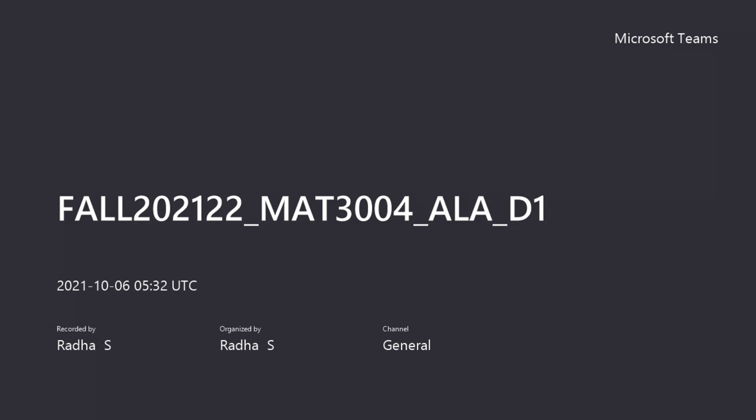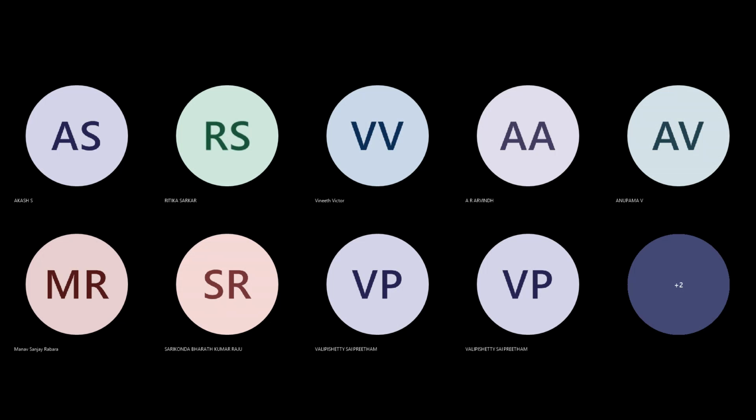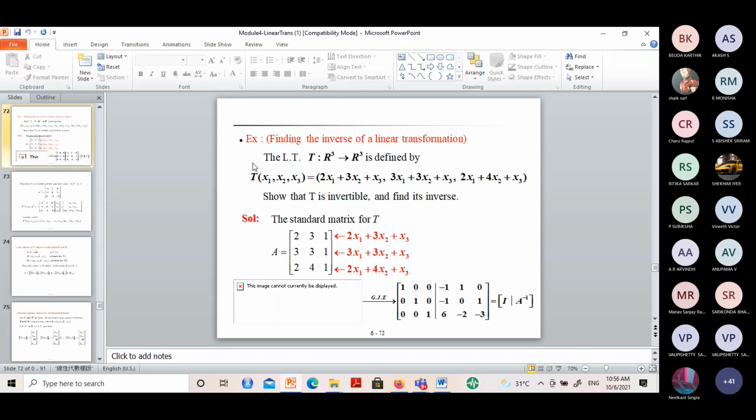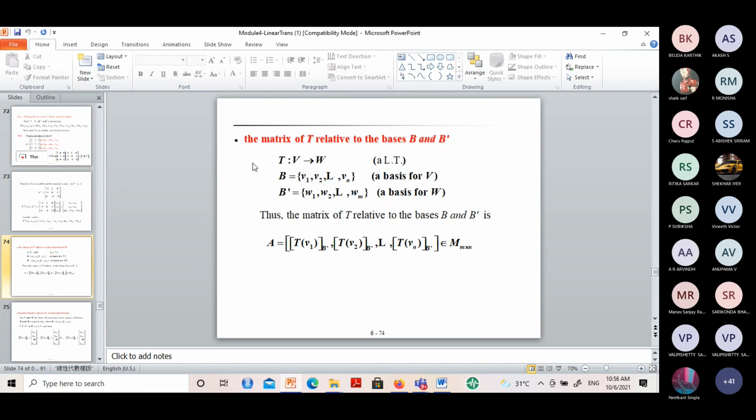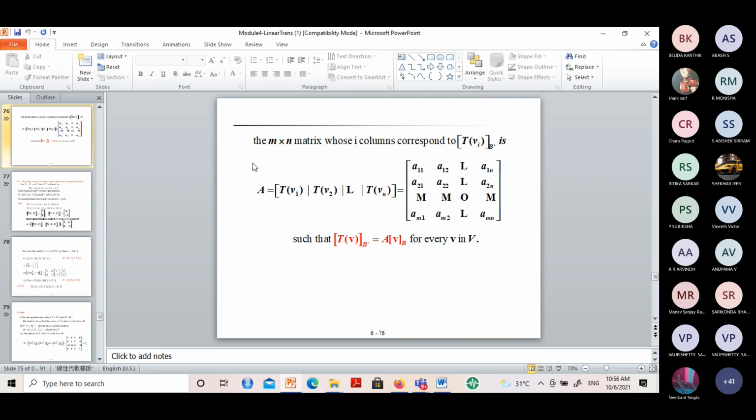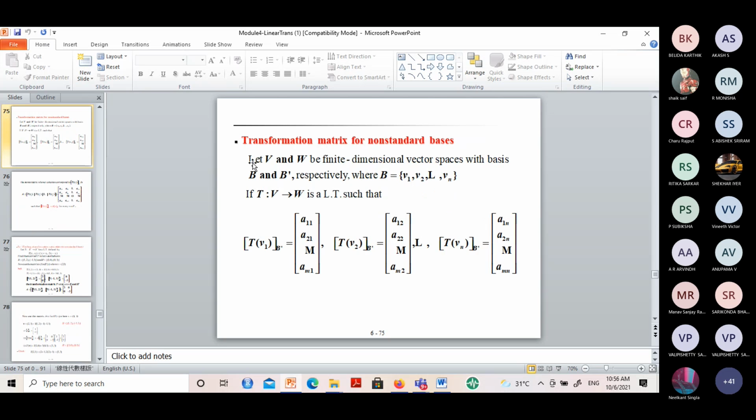Linear transformation? Inverse is one. Over, right? Okay. This is finding the matrix inverse of a linear transformation. Okay, this is also... Okay, this is very important.